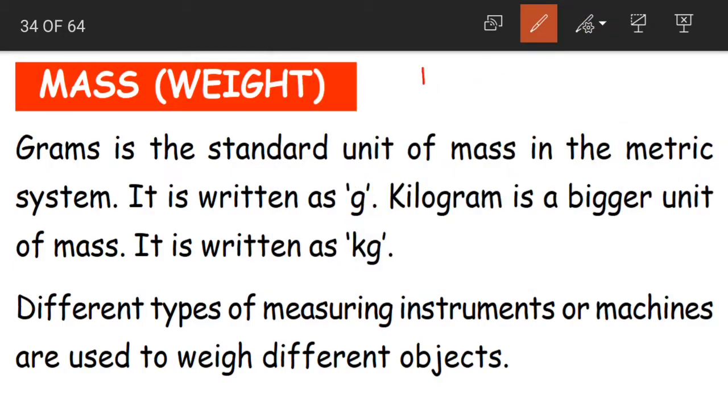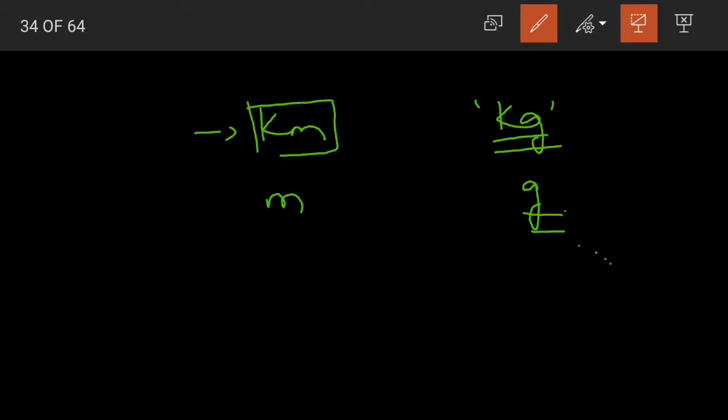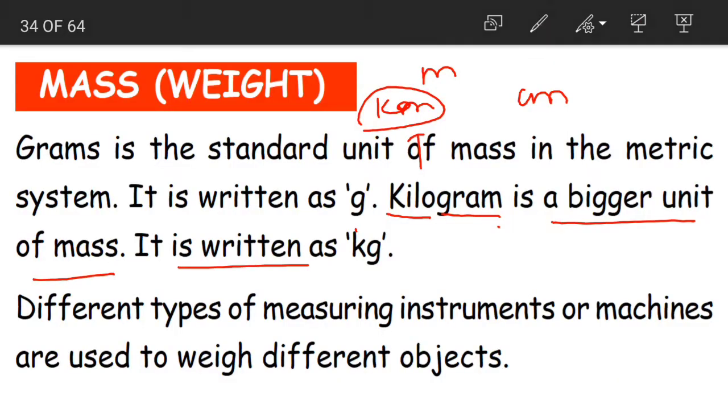Now again, in the meters we had kilometers and centimeters. Kilometers was for larger distances. In the same way, for grams we have kilogram. Kilogram is a bigger unit of mass and it is written as kg. We have kilometers and then meters; in the same way, we have kilograms and grams. Kilograms is represented by the letters kg and grams by the letter g. Kilometers is bigger than meters; in the same way, kilograms are bigger than grams.